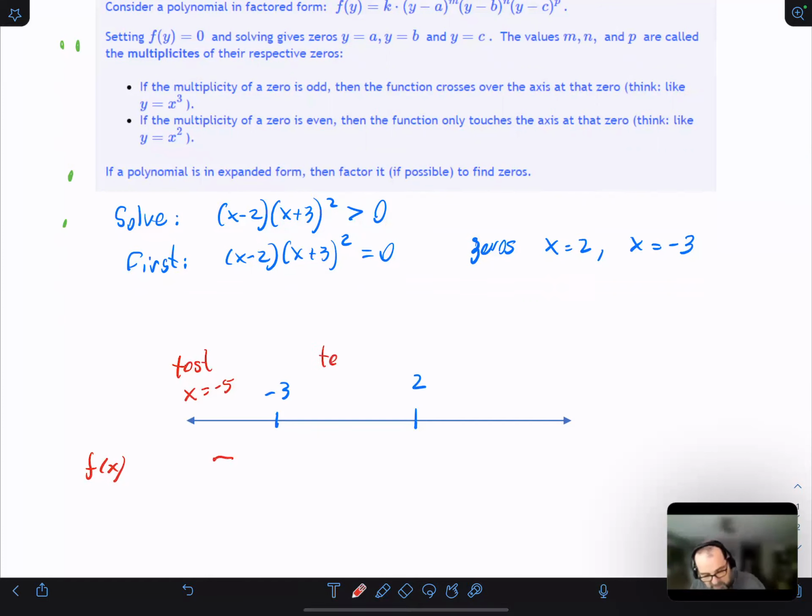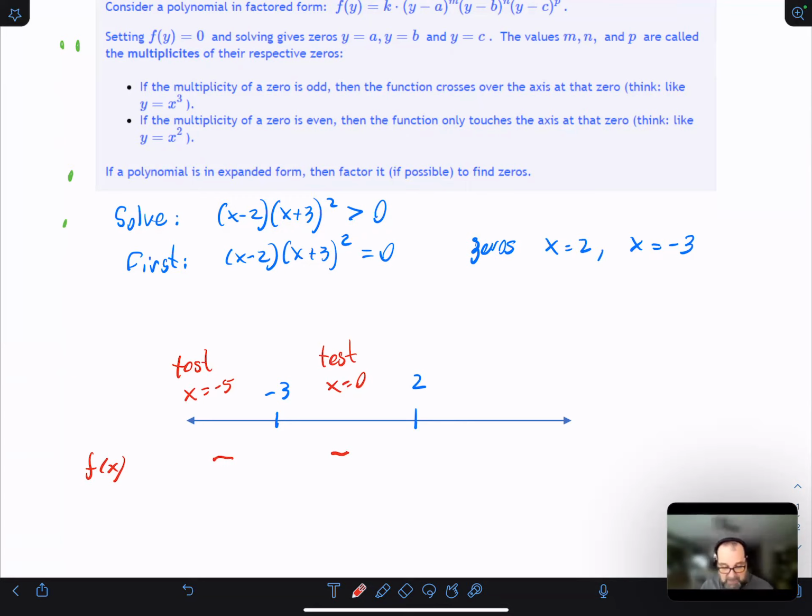We just continue testing along the way. Here we might test x equals 0, the obvious choice. If x equals 0, this is a negative 2, and this factor is always going to be positive because you're squaring it. So we get a negative times a positive again. Notice I don't care what the value is when I'm evaluating the function. I care about the sign only. And again, that is going to be negative.